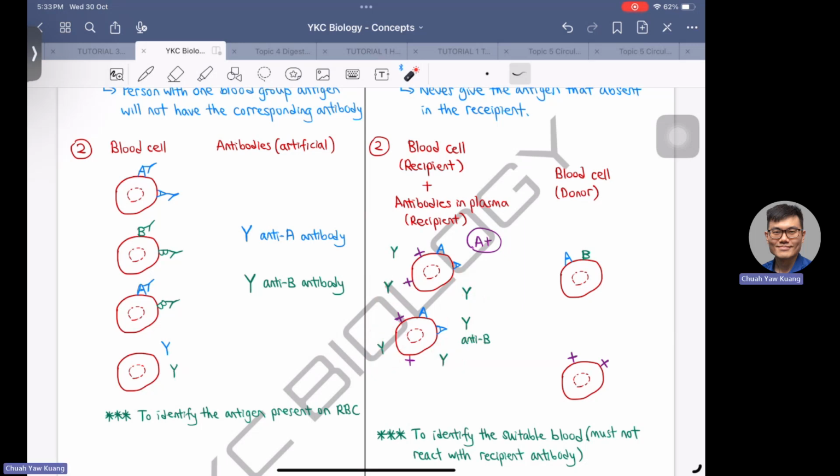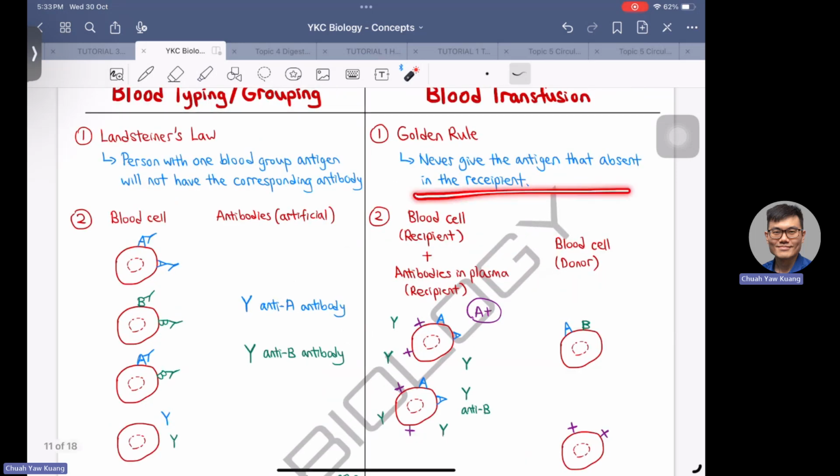So can we give this AB negative blood to this recipient? Well, we have to check whether the antigen will react with the antibody in the recipient or not. So never forget the golden rule: never give the antigen that is absent in the recipient.